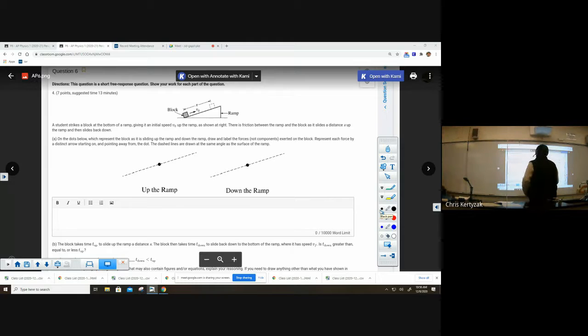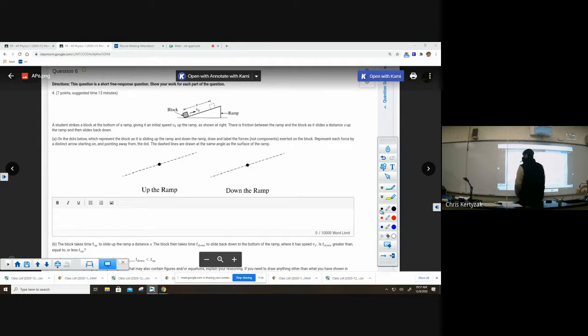It says a student strikes a block at the bottom of a ramp, giving it an initial speed up the ramp, as shown. So it's got some speed coasting up the ramp. Someone just smacked it, and it has some speed now coasting up the ramp. There is friction between the ramp and the block, so it's a frictional ramp. And it slides a distance x up the ramp, and then slides back down the same distance. On the dots below, which represent the block, draw and label the forces for a free body diagram.